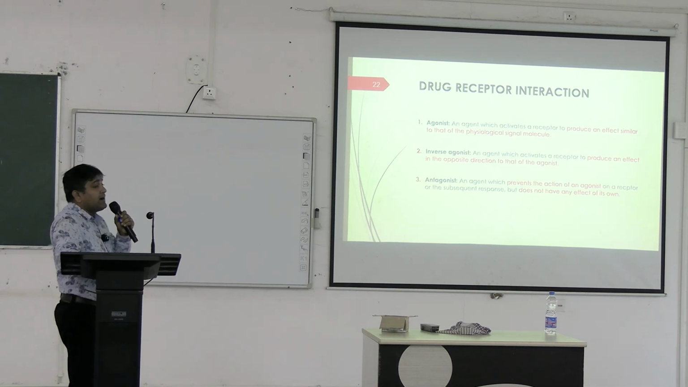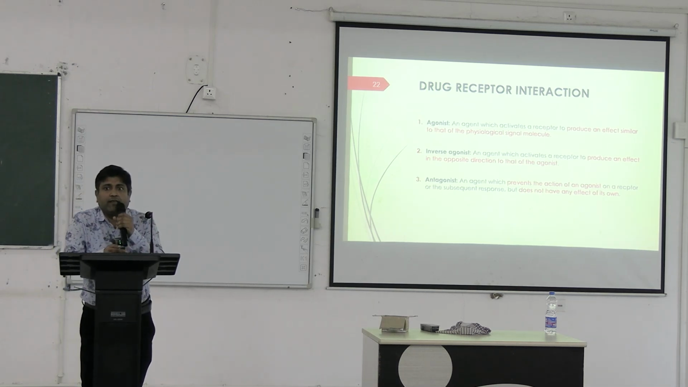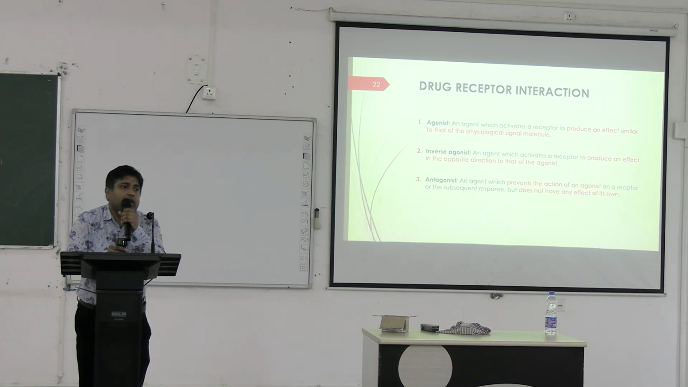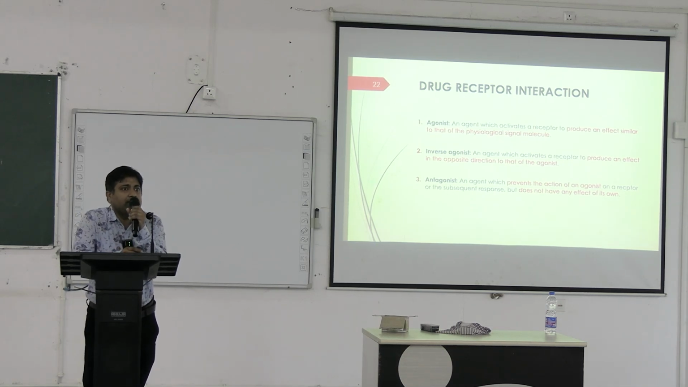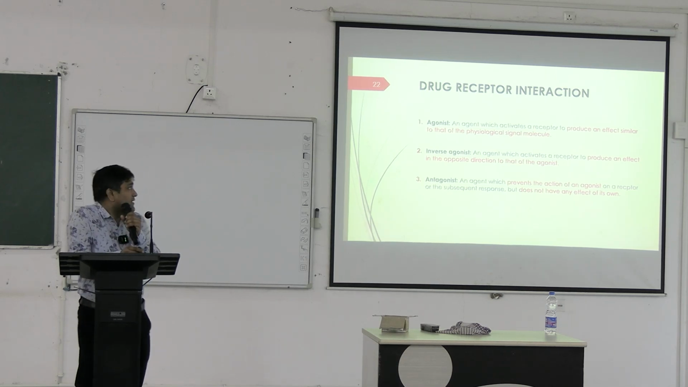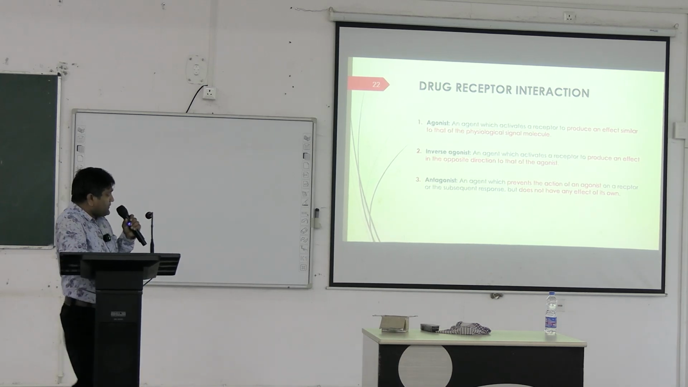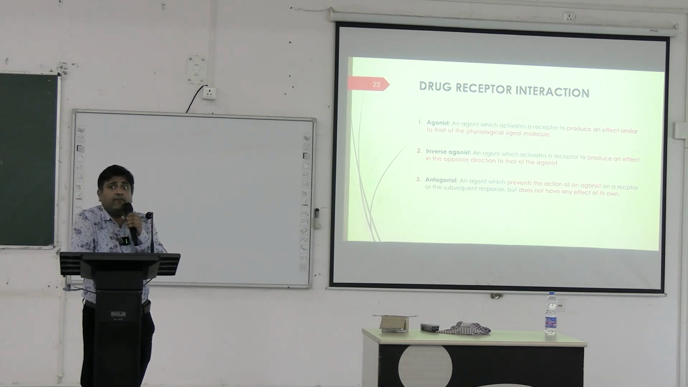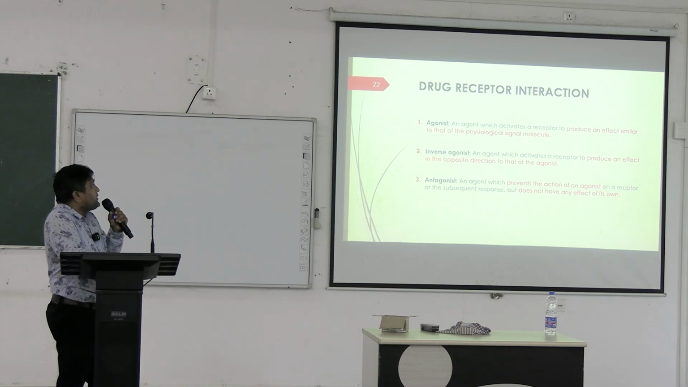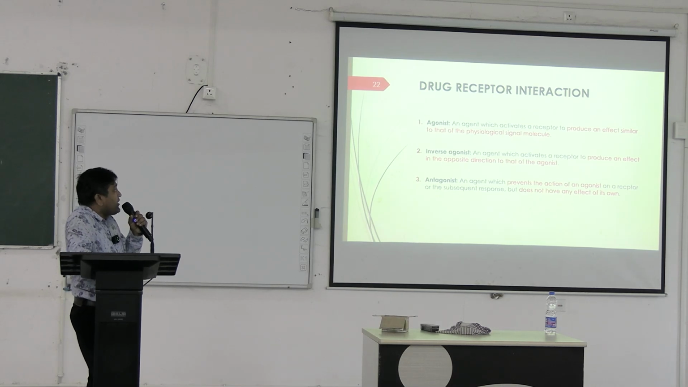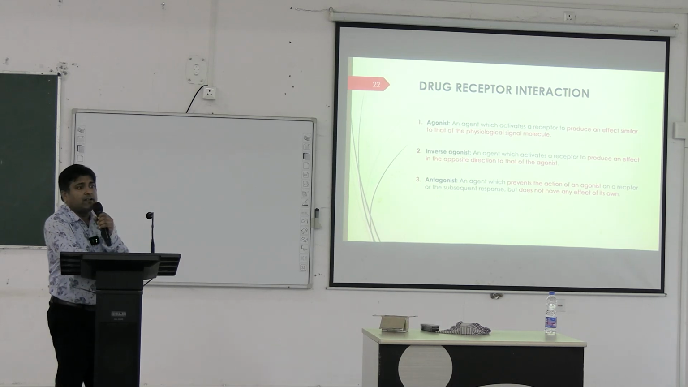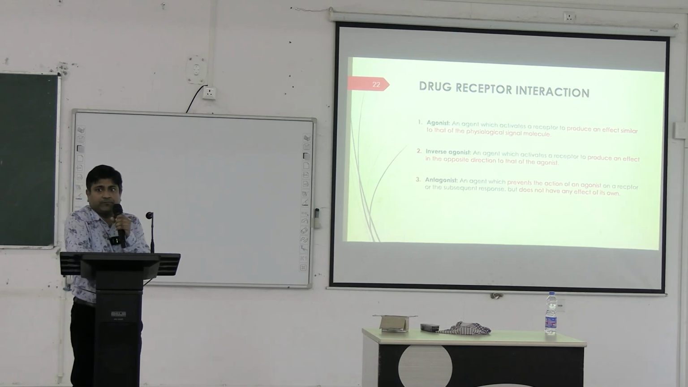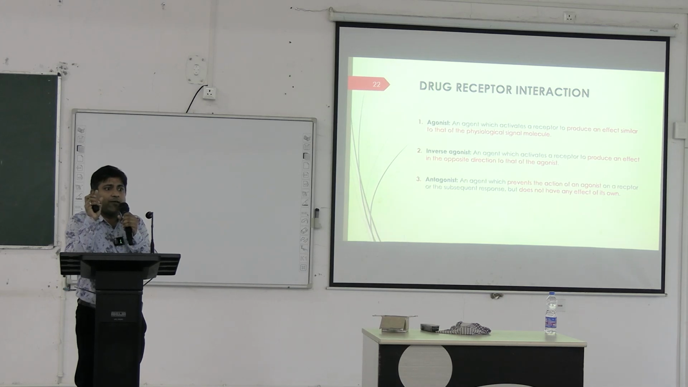Now, drug receptor interaction. A drug can act as an agonist, as an antagonist, or as a partial agonist. So, agonist. Here the drug will bind to the receptor and will induce the physiological reaction. An agent will activate a receptor to produce an effect similar to that of the physiological signal molecule. That is an agonist. It will enhance the reaction that was normally happening in the body.